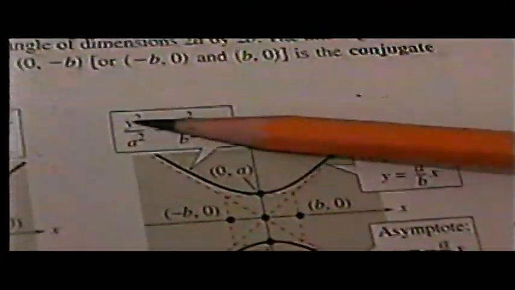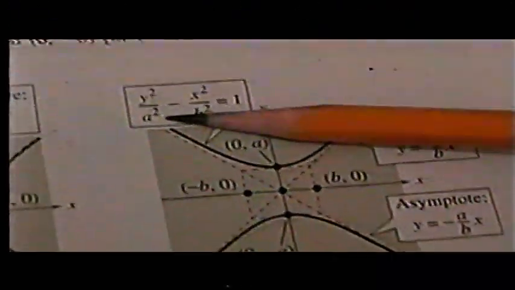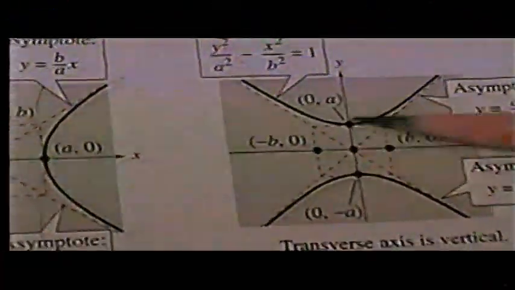In this case, the positive one is the Y squared term, so the A squared is under the Y squared. So you can see here that if you go up A and down A, and then go to the right B and to the left B units. Here I meant go up A units and go down A units, go to the right B units, to the left B units.